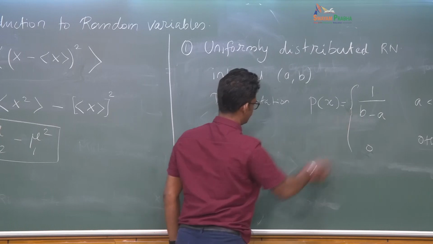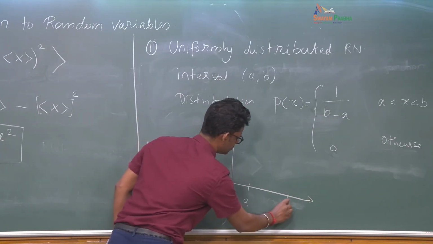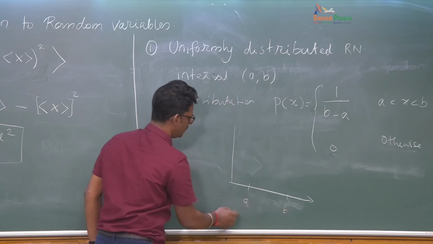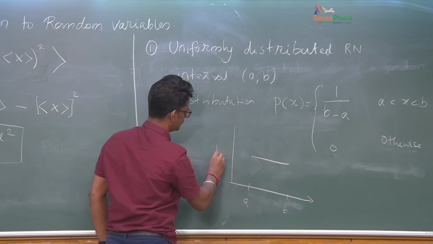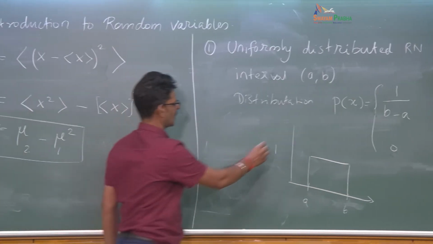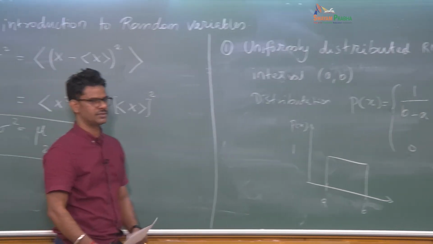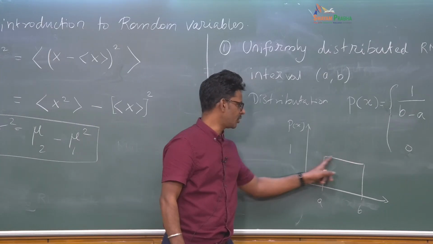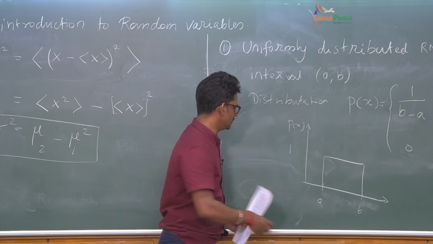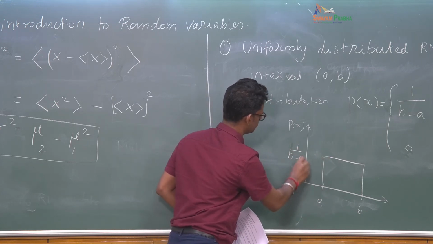So if I plot this function, it would be something like this. Here is a and here is b. Between this range a to b, the probability is constant, and 0 otherwise. You can see that the probability is equal for all of them, so this value will be 1 by b minus a.